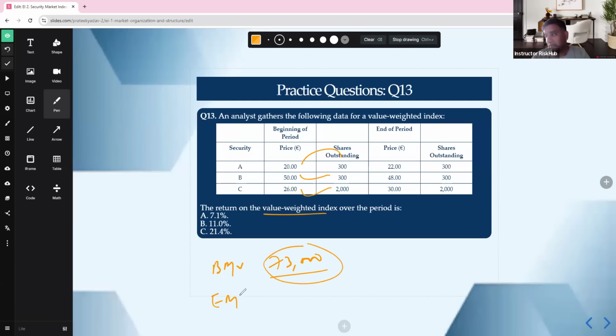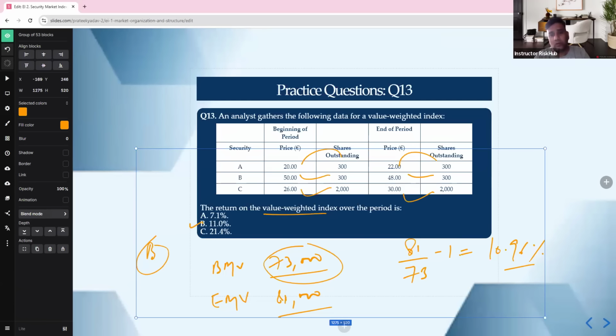Then we look at the ending market value. Same thing: 22 into 300, 48 into 300, 30 into 2000. You do it, you get 81,000. Basically 81 divided by 73 minus 1 is equal to 10.96, which is 11%, right? So this is approximately B. The key idea here is a market cap index just tracks your total portfolio value change. No need to calculate your individual returns, right? So that's pretty straightforward.